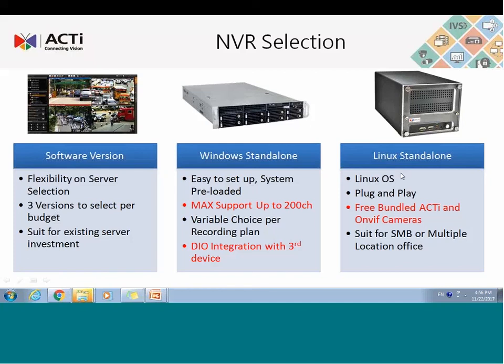And for the standalone version, we have 2 types: the first one is Windows-based and the other is Linux. For Windows-based, we support a maximum of up to 200 channels, and it can also integrate with third-party devices such as POS and access control and other devices. And for Linux-based, we have the free bundle ACTi and on-beat cameras.